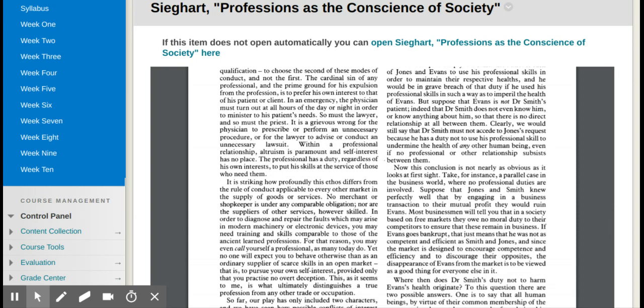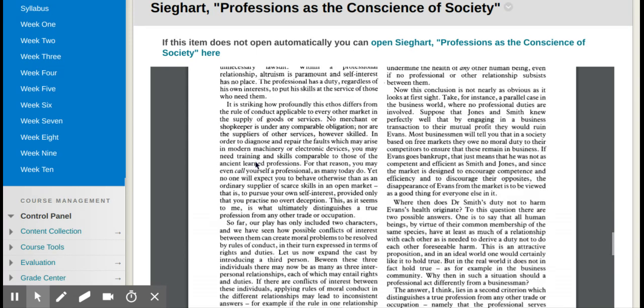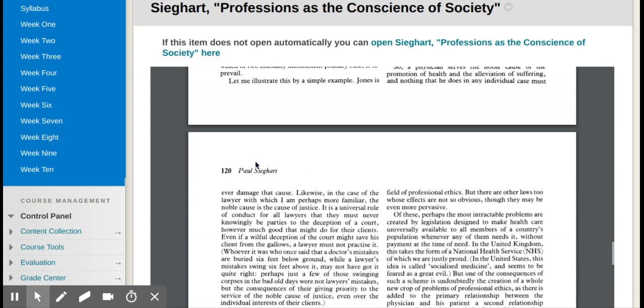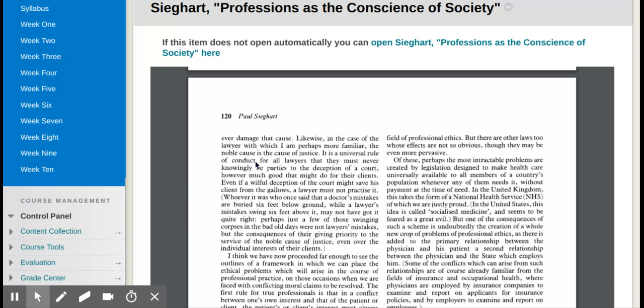So the idea is that, as he says, altruism is paramount and self-interest has no place in the professional relationship. Of course, the other really important idea that he suggests is at the heart of a profession is the idea of the noble cause. And he says that the noble cause is even more important, really, than the duty to altruism, because the noble cause, in some cases, will trump it, will outweigh it.